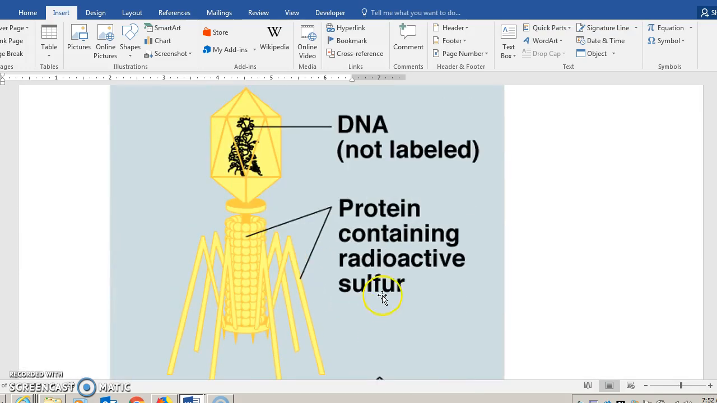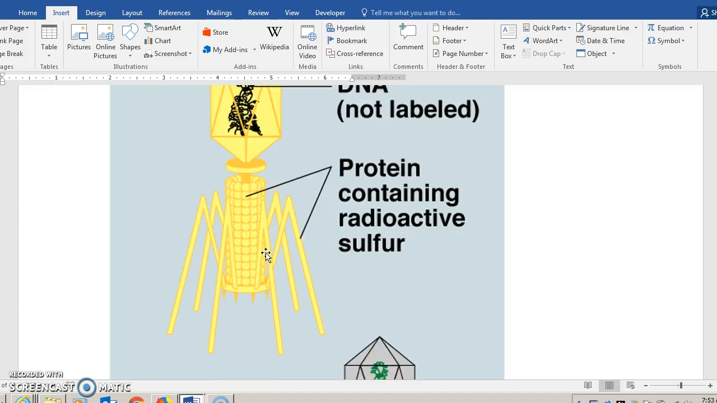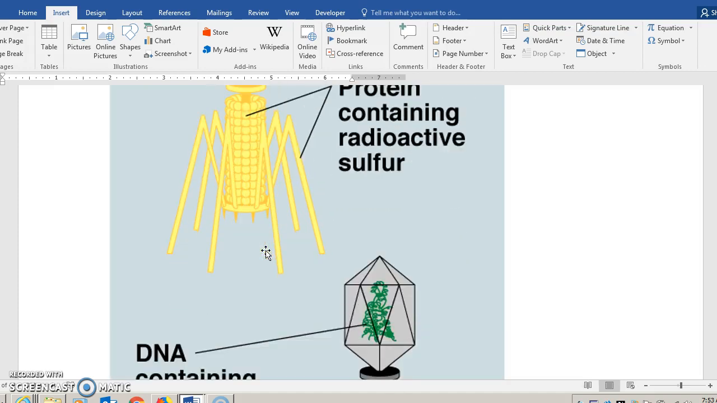It's possible that the protein can be labeled, and here it's shown in yellow because of the sulfur. They used a radioisotope. Protein has sulfur in it, so if they used a radioisotope of sulfur, the protein would glow, so to speak, at least by photographic image.